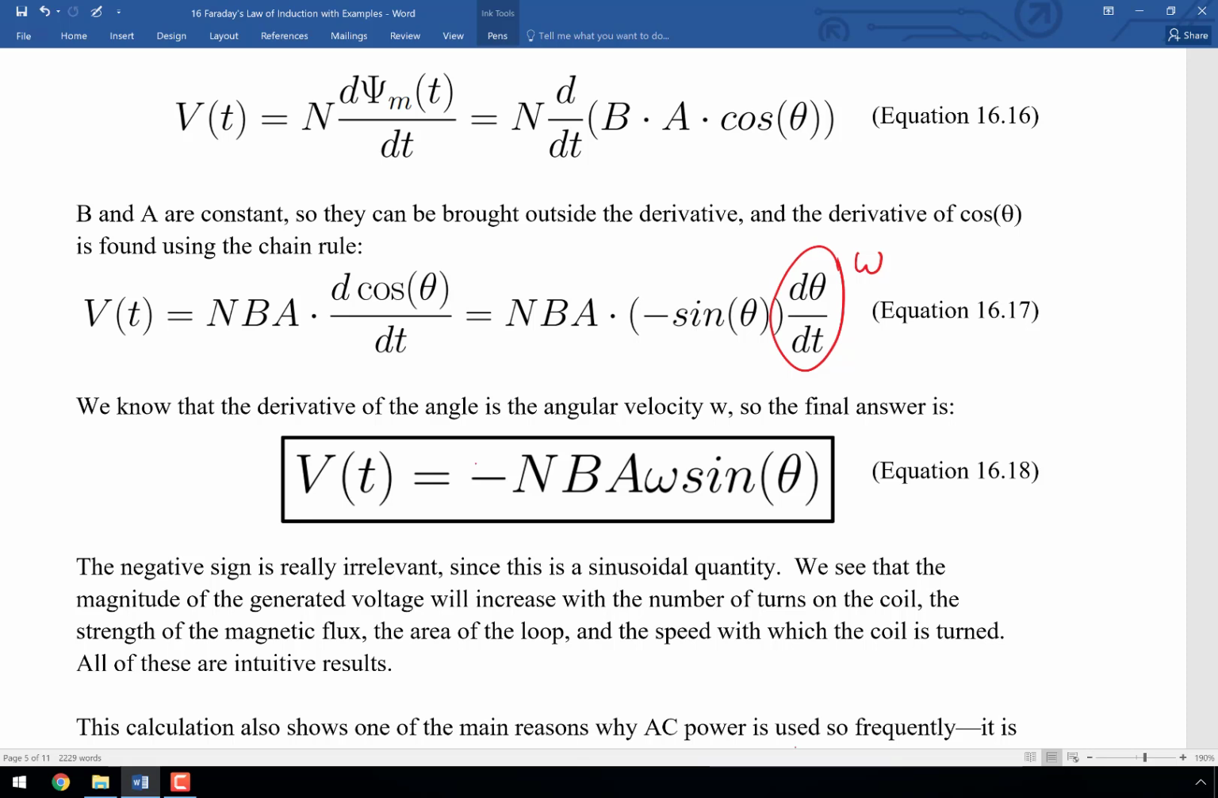So this negative sign, honestly, you can pretty much ignore, because it's obviously a sinusoid, and so it's going up and down and up and down. That's just introducing a phase difference.